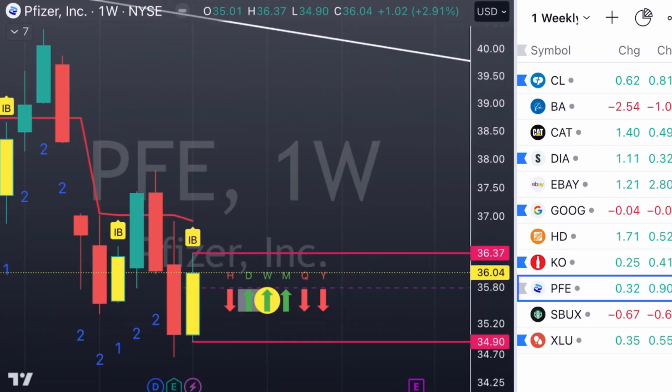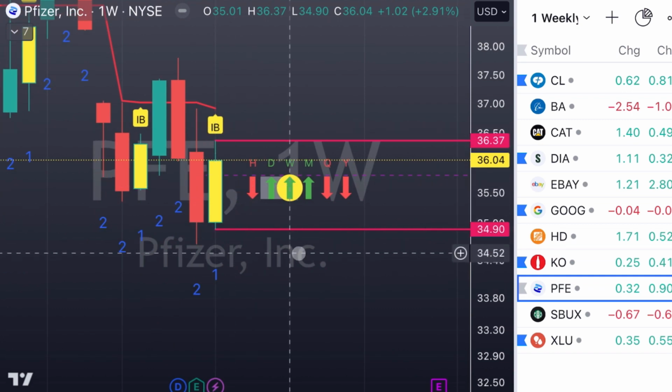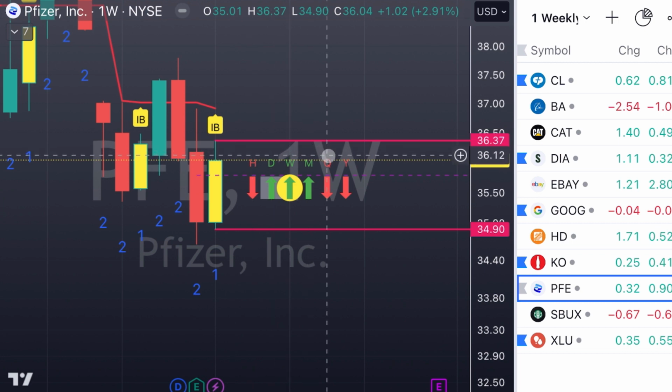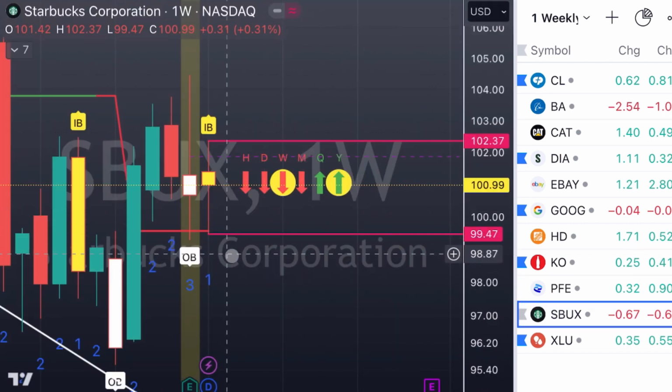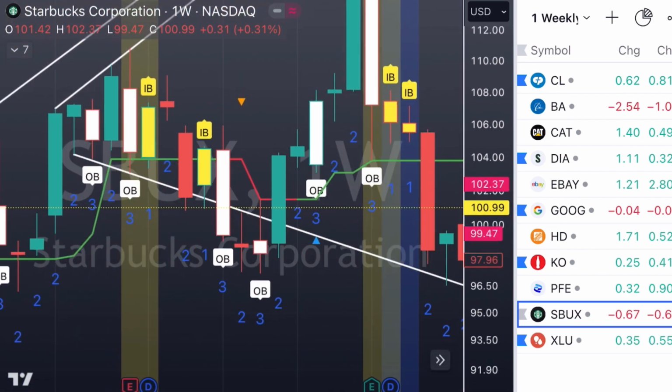Move into Pfizer. Pfizer with an inside bar. It's in a downward trend, so we can look for puts at 34.90, but calls are still possible at 36.37. We move on to Starbucks. There's that 3-1 setup again that we see. Not very common, but we see it there.